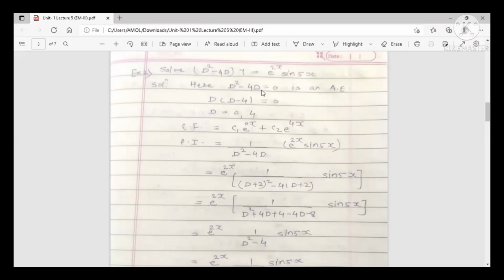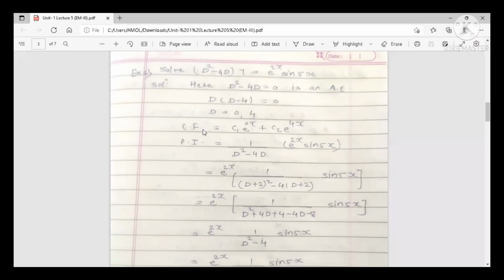So here d square minus 4d is equal to 0 is an AE. Now you take d common. So d common, so the remaining term is d minus 4 is equal to 0. And so d is equal to 0 and 4. There are two roots, 0 and 4. So both are real numbers and they are distinct, meaning different.